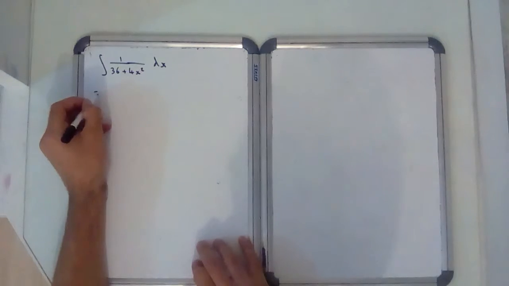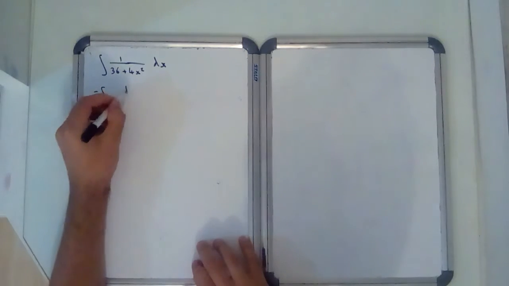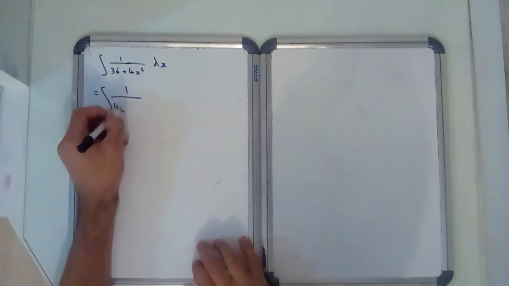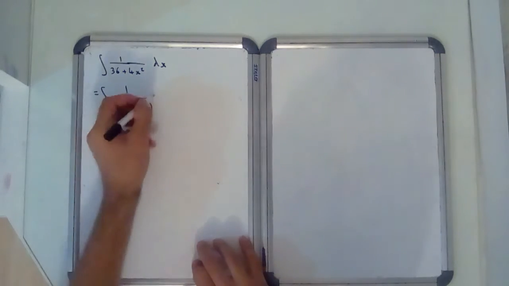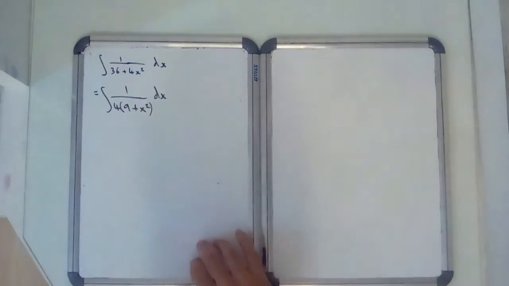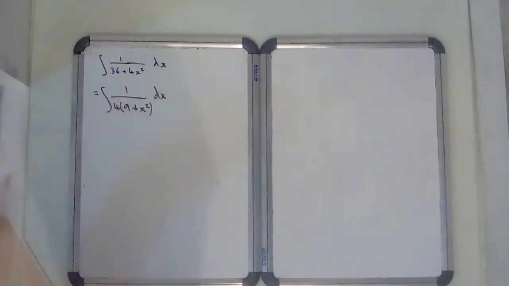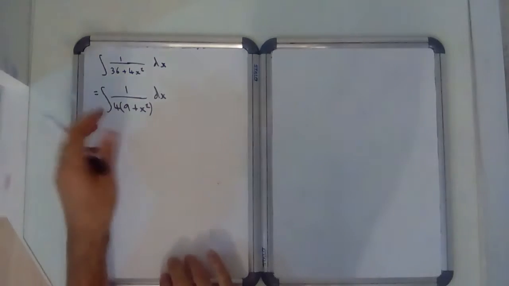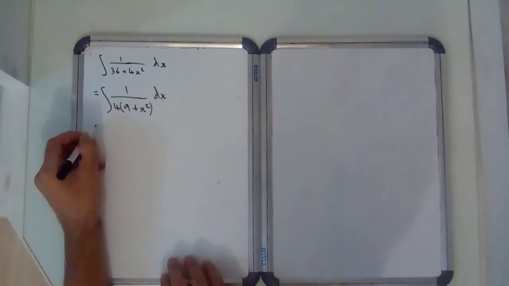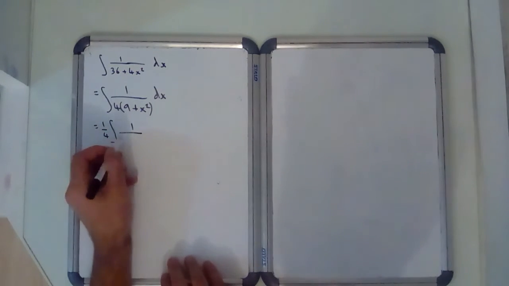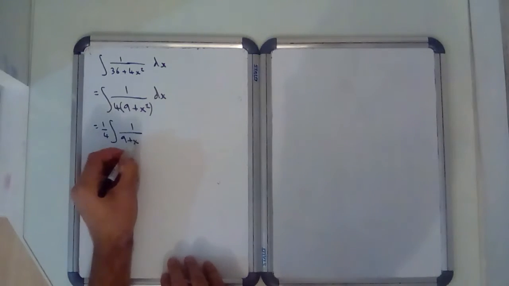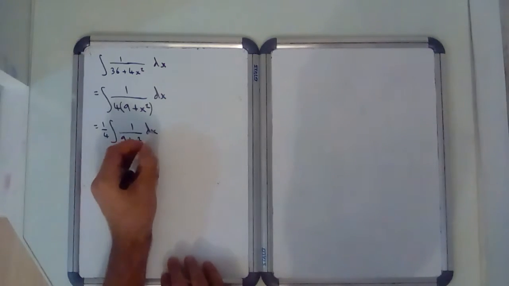So just rewrite this, so equals the integral of 1 over 4 (4 nines are 36), 9 plus x squared dx. So what we can do then, we can pull a quarter out. You can always pull constants out of an integral and just multiply by them at the end. So if I do that, it'll look a lot nicer. So equals 1 quarter times the integral of 1 over 9 plus x squared with respect to x.